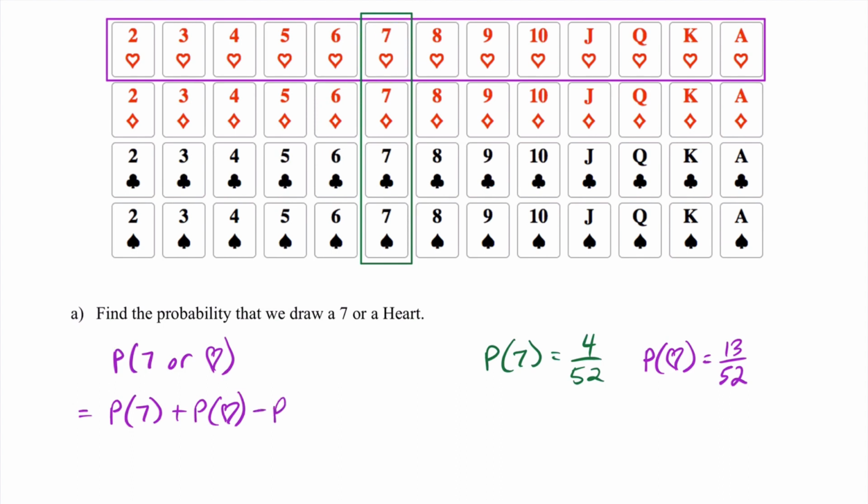So we're actually going to subtract the probability of where we had a 7 and a heart, which means the probability of drawing a 7 was our 4 over 52. The probability of drawing a heart was 13 over our 52. And we have just one 7 of hearts. In order to find our overall probability of drawing a 7 or a heart, we end up with a final result of 16 over our 52.